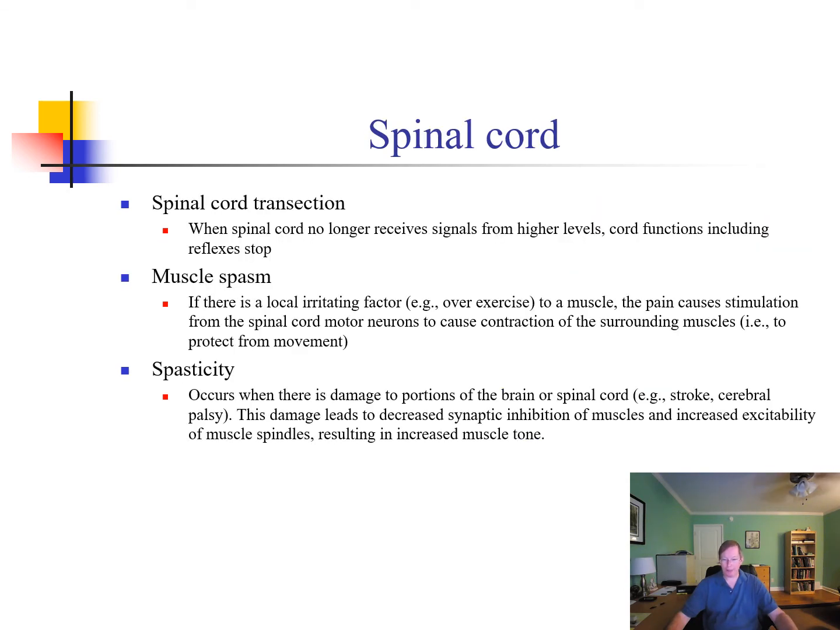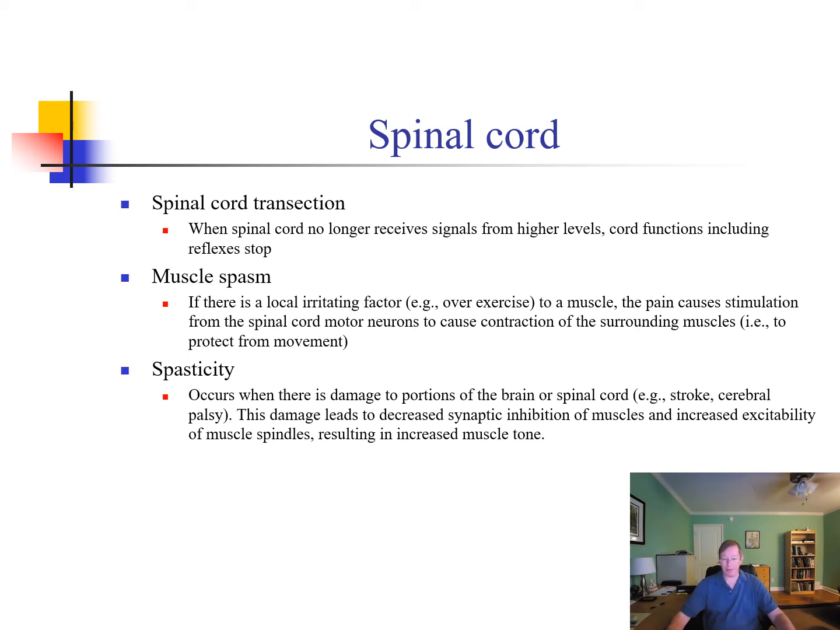There are a few special circumstances that can come into play also with this. If for some reason the spinal cord is transected, there is an injury, damage, trauma that makes it so that the spinal cord is severed, then there's no signals going from higher to lower levels, and eventually those neurons cease functioning. There's no reflexes that will be present after that time.